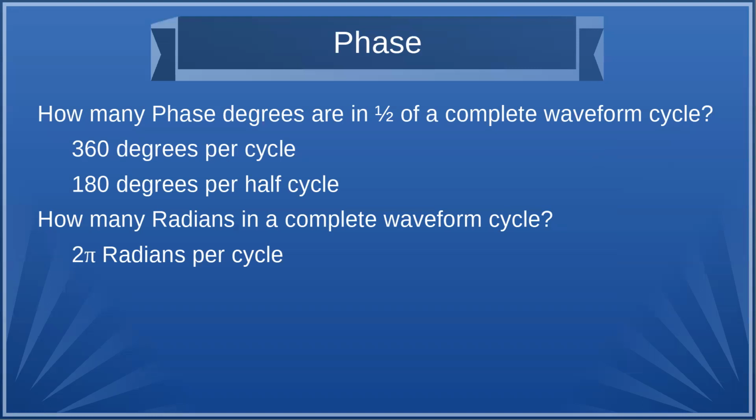Okay, so I was trying to come up with some questions on this. Not sure how to phrase it, but how many phase degrees are there in half of a complete waveform? So if there's 360 degrees, the half cycle is going to be 180 degrees of phase shift. And remember, there's 2 pi radians in a complete cycle.